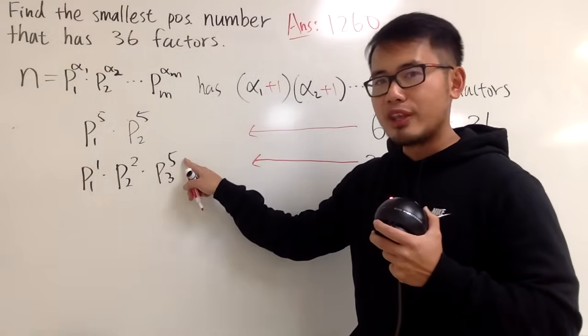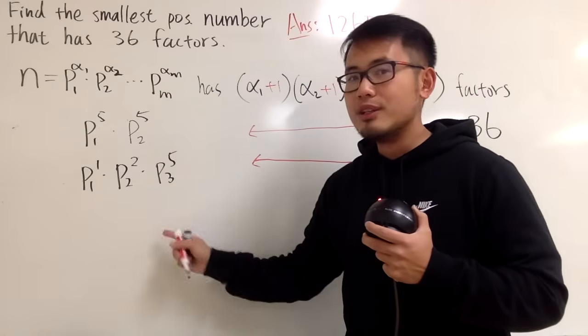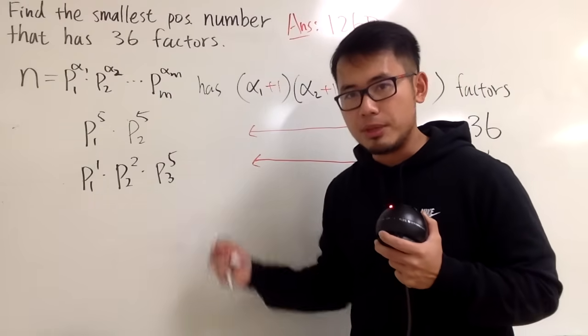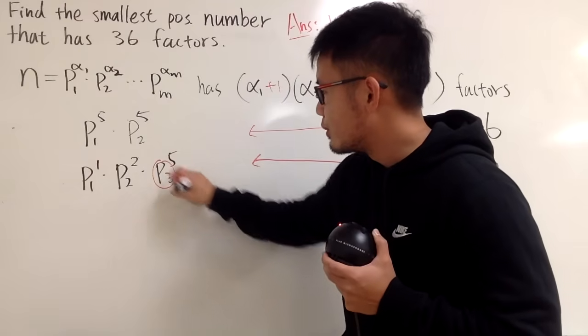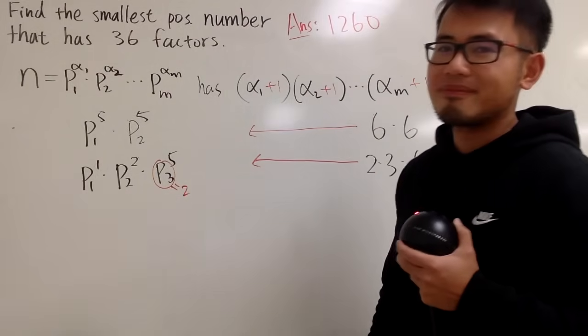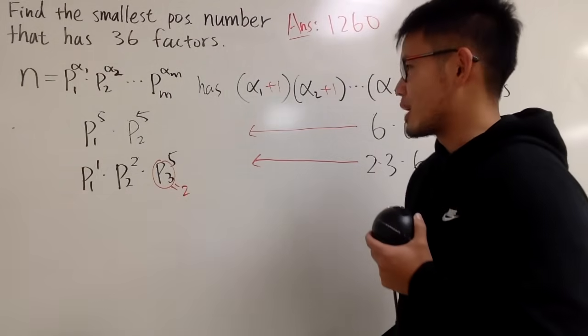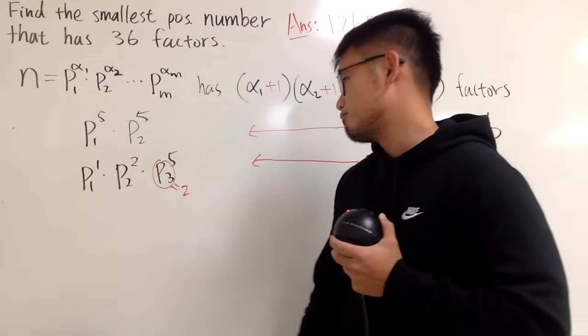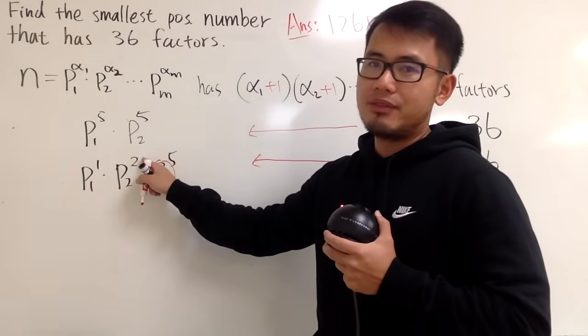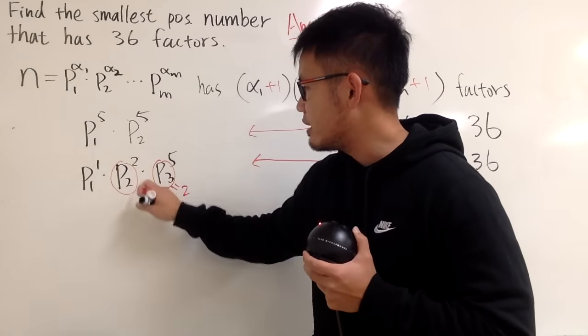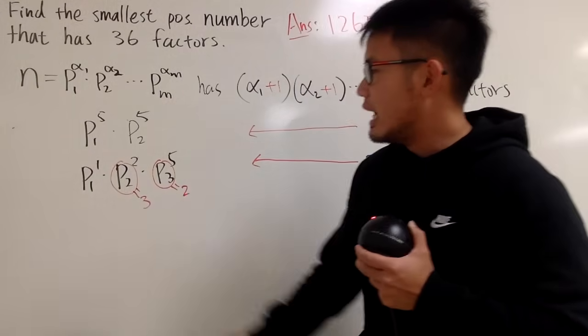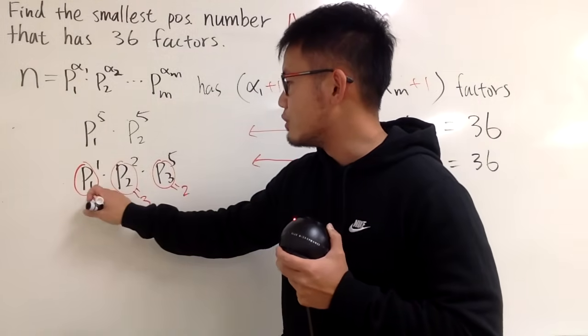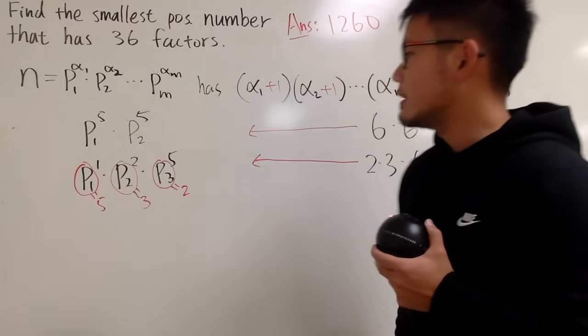Notice that this right here has the biggest exponent, so I shall put the smallest prime right here for p3, namely 2. 2 is the smallest prime. Don't use 1, of course. 1 is not prime. And then right here, the next prime, because I have the exponent 2 right here, I will just pick 3. And then the next smallest prime, which is 5 to the first power.